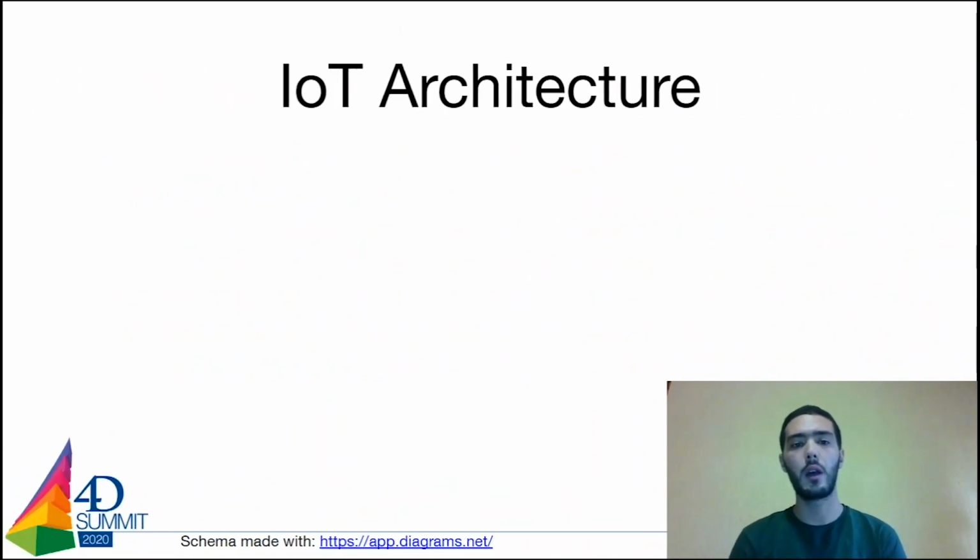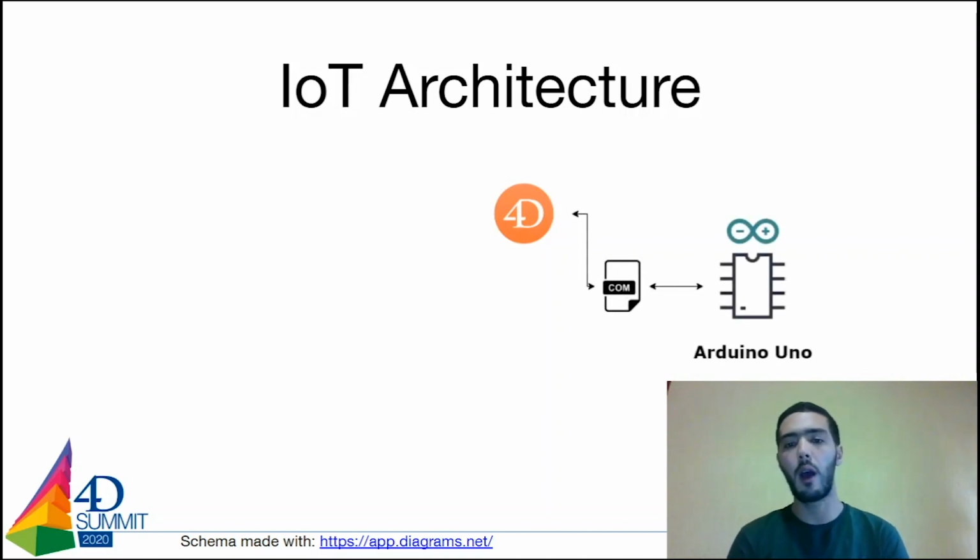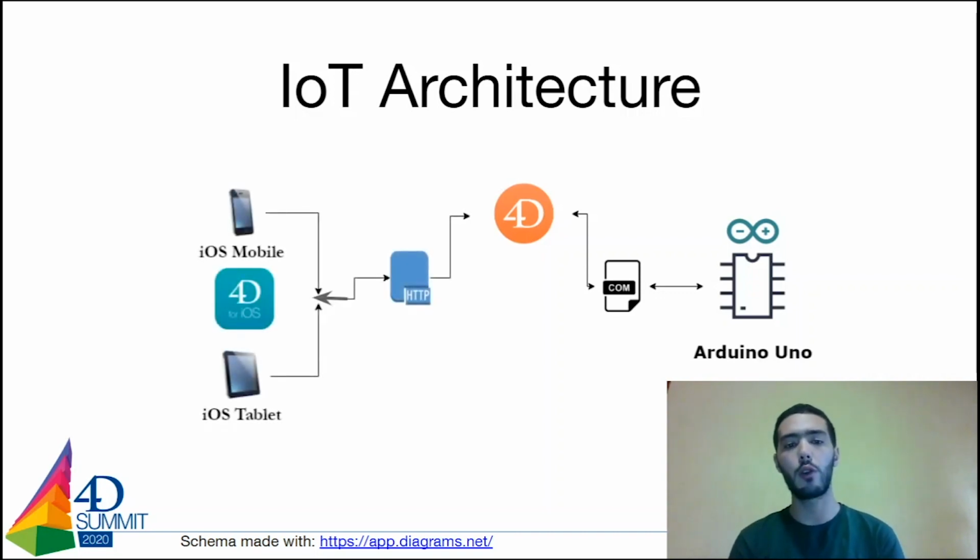I'll present quickly the architecture of this proposed solution. As we'll see later, this solution will have 4D as its core element. It's the centralizing element in this architecture. On one side, we'll have 4D communicating through a serial port channel with our single board computer, our Arduino Uno.